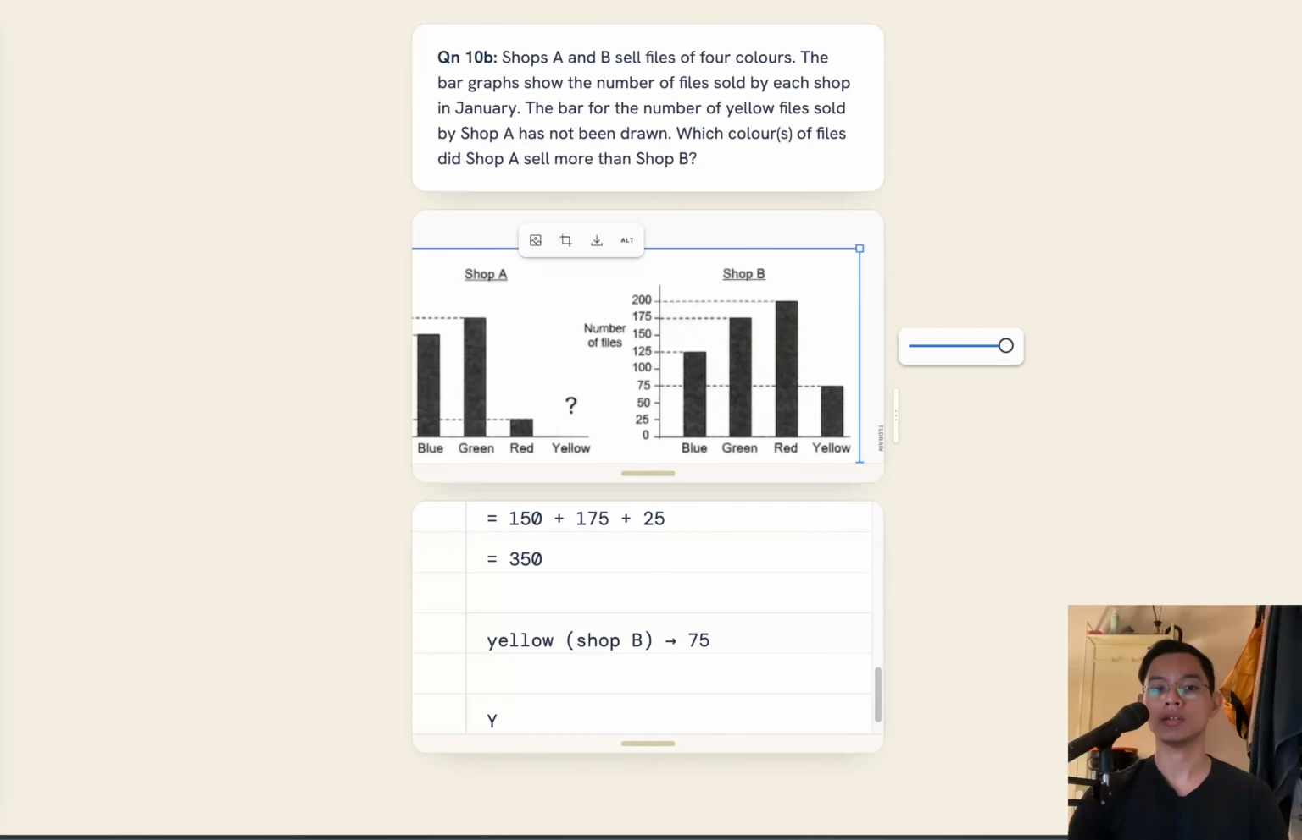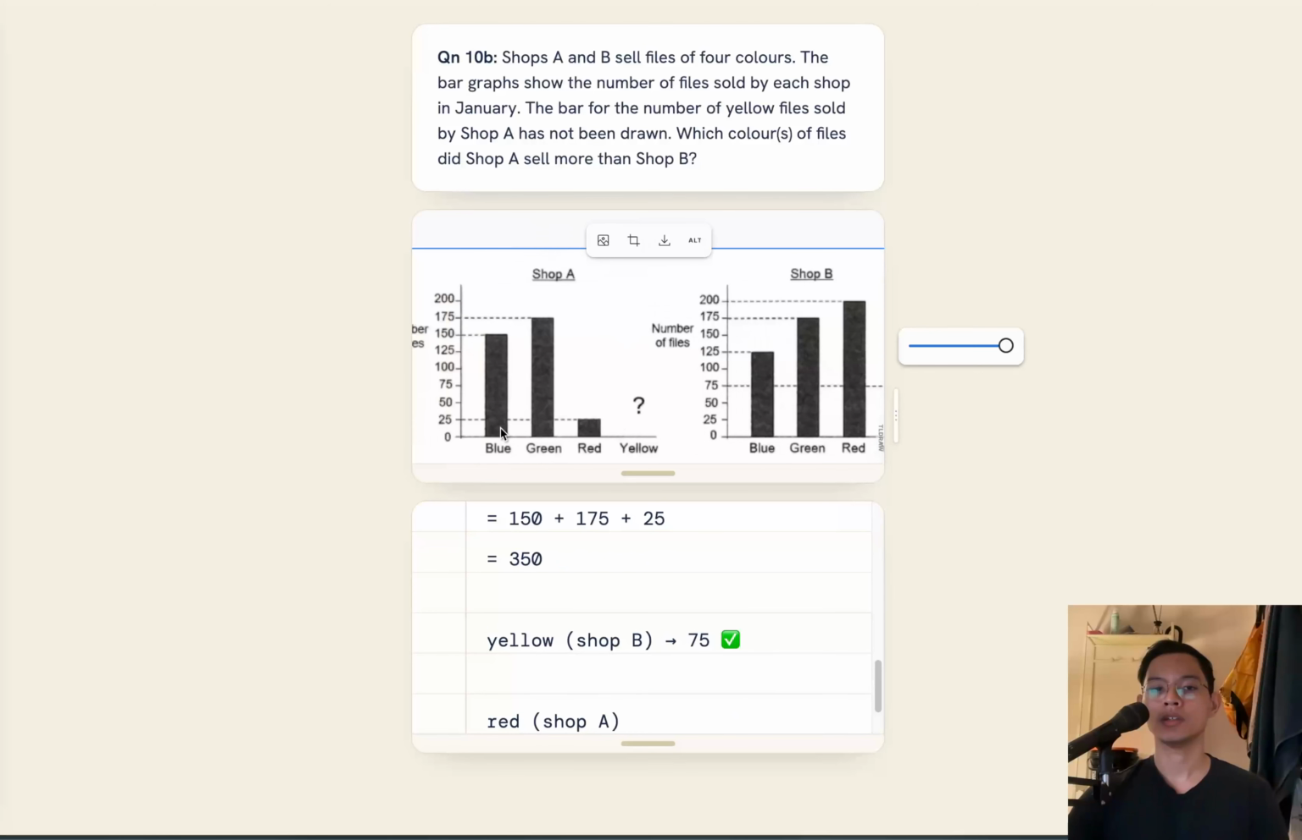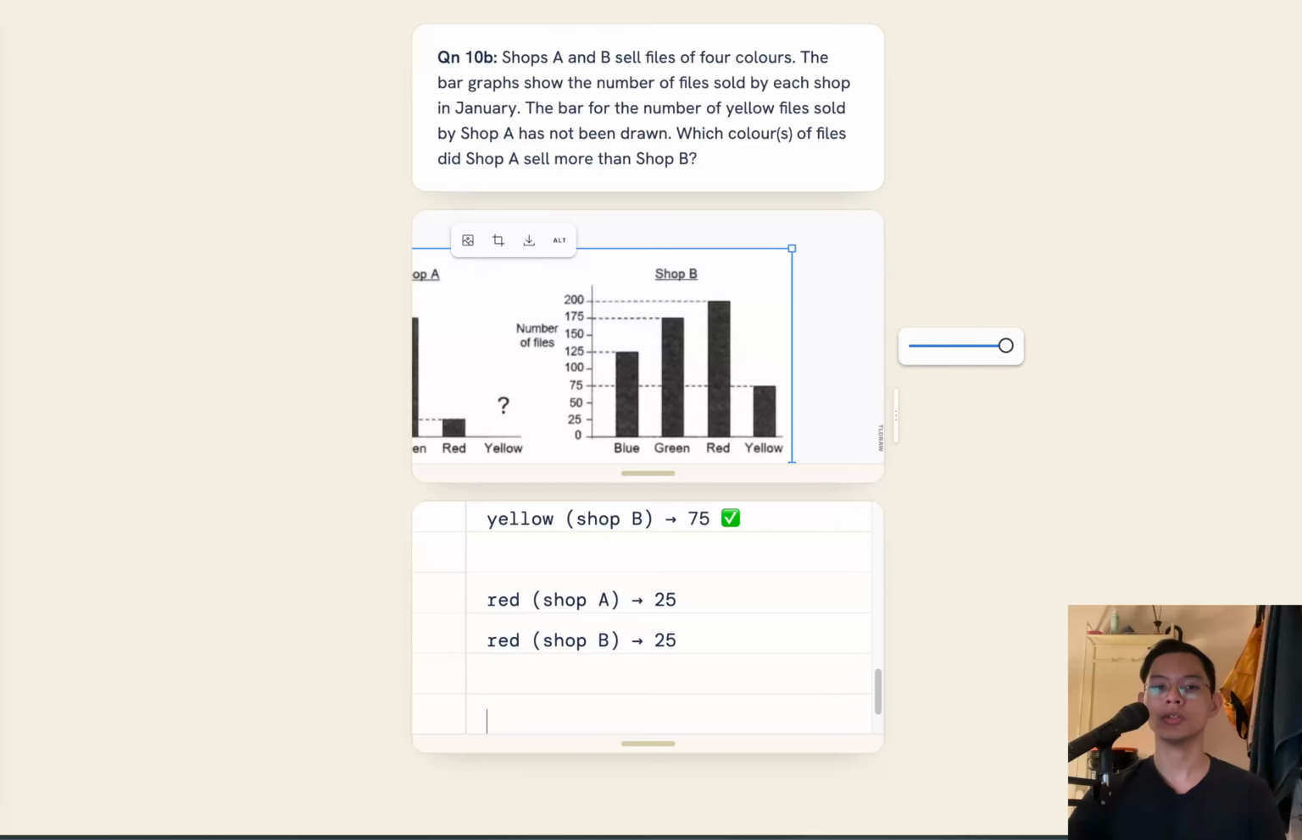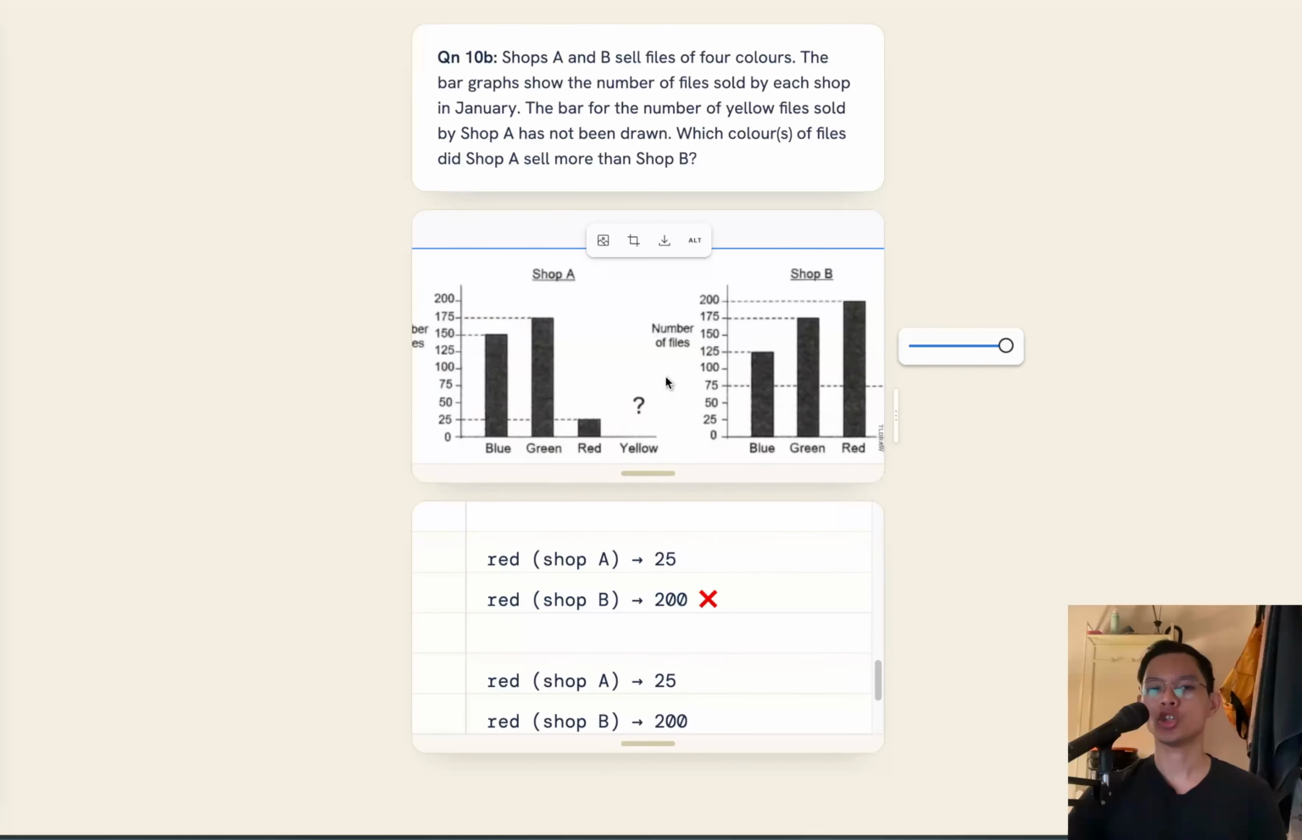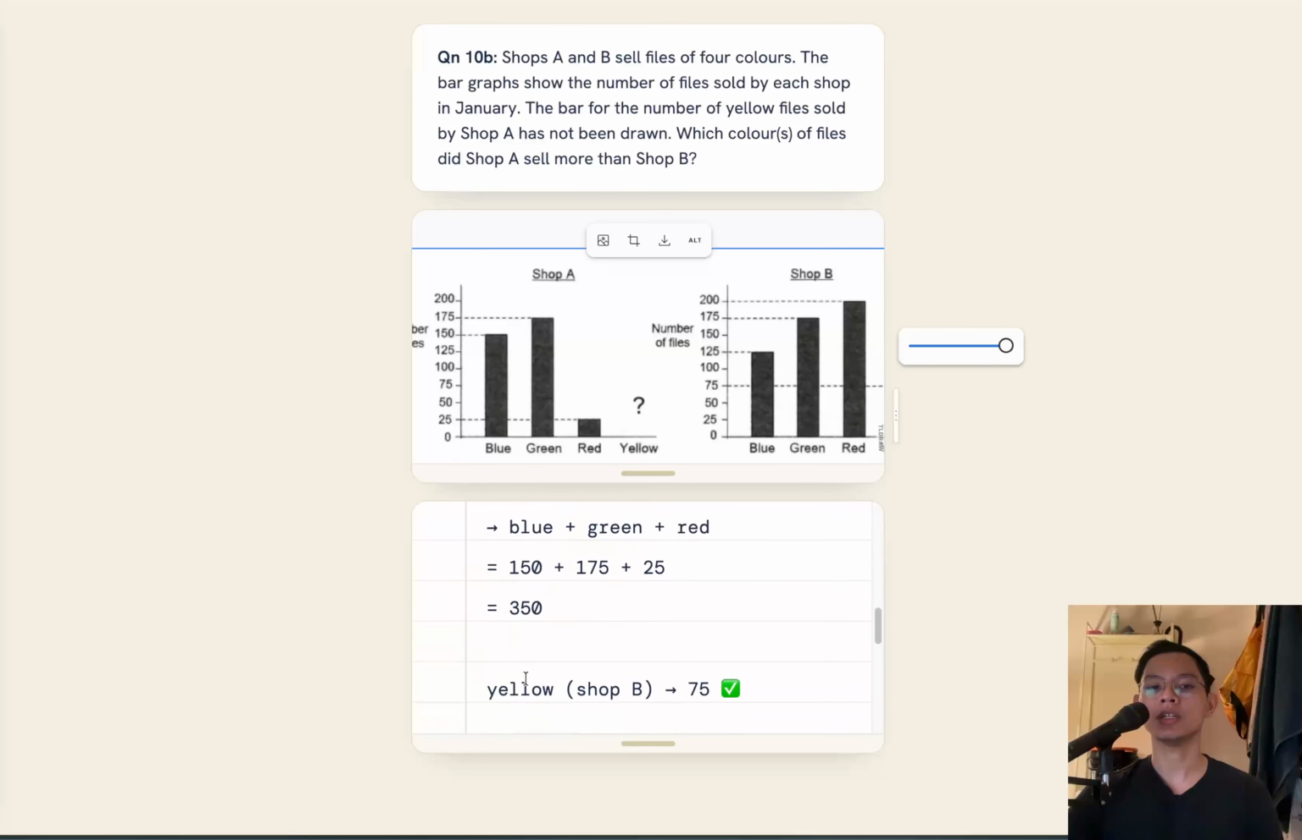That means yellow is one of them. Then let's list out. Red shop A is 25. Red at shop B is 200. So shop A didn't sell more. Let's move on to the next color. Green shop A is 175 and green shop B is 107, so yes, shop A sold more. Last one is blue. Blue shop A is 150 and blue shop B is 125. Means blue as well. So the answer is blue and yellow.